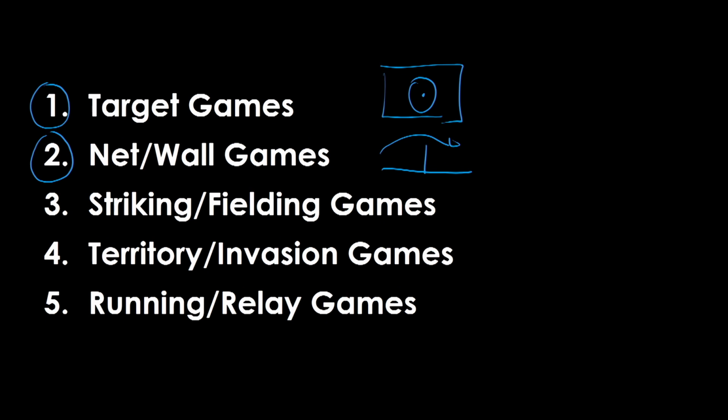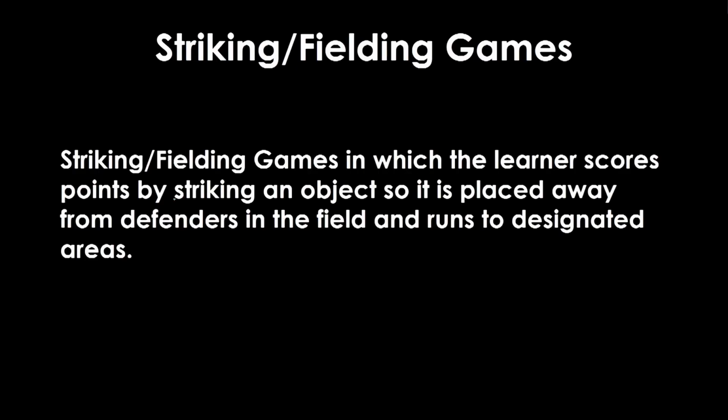So it's those kind of things that you need to understand: there's an interdependence between games, sports and fitness activities that you're going to do. And if you start looking at your striking and fielding games, the definition reads: striking and fielding games in which the learner scores points. You score points by striking an object. Right? Remember the definition of what those are? Those are manipulative skills. Striking an object is a manipulative skill.